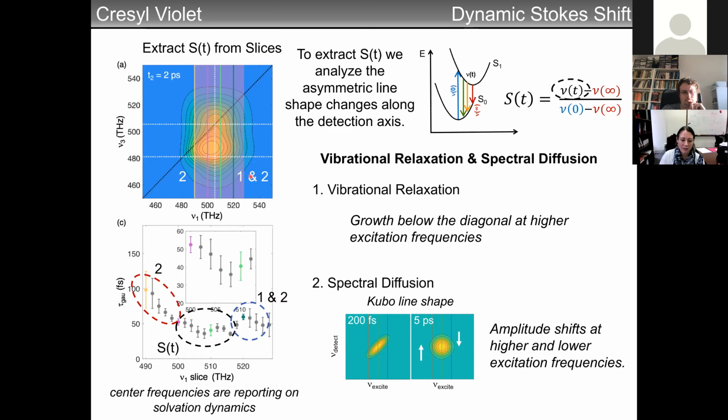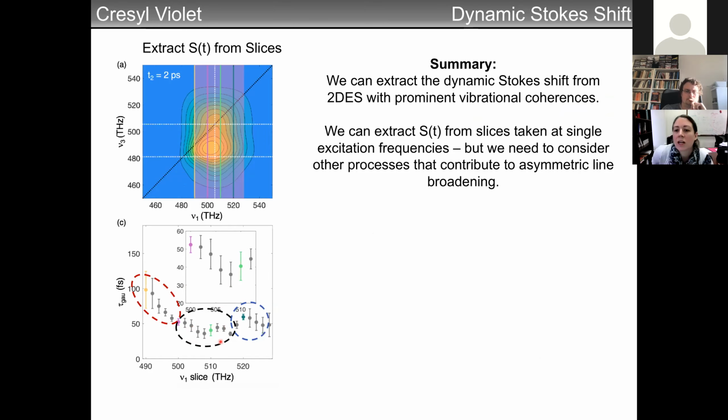And so from these studies, what we find is that the center frequencies have minimal contributions from the vibrational relaxation and the spectral diffusion processes. And so that these center frequencies are reporting more on the solvation dynamics and have less contributions from other dynamical processes. Okay, so to summarize, we extract the dynamic Stokes shift spectra from the 2D electronic spectra with prominent vibrational coherences. And we were able to extract the Stokes shift functions, so the solvation dynamics, from slices taken at single excitation frequencies. But in using this analysis procedure, we want to really consider what other processes could be contributing to this asymmetric line broadening, right? So we can do it, but I think we have to be careful.